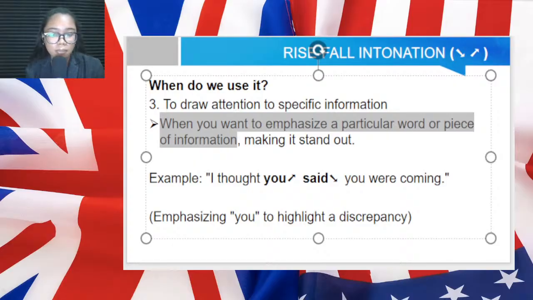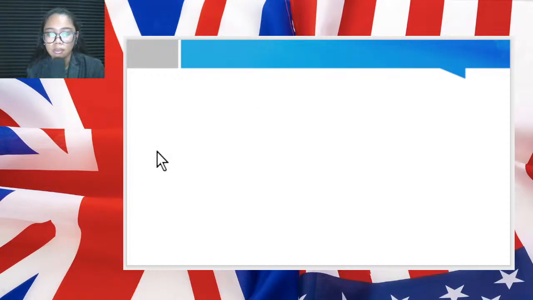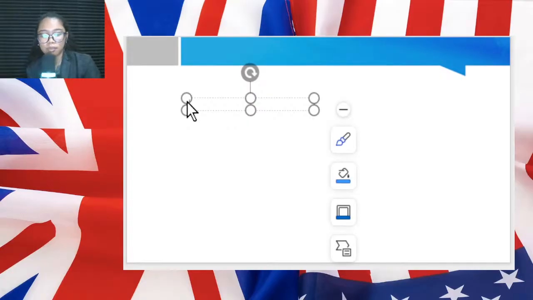A sentence might be, let's try to do this. Let me add some blank slides for me to, what do you call that? Okay, let's try to have this sentence.